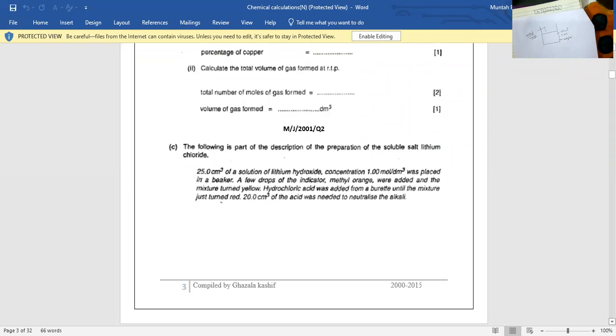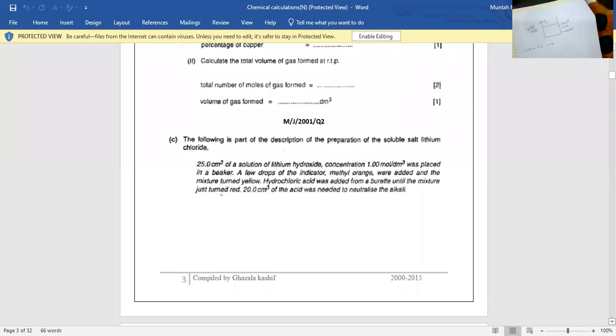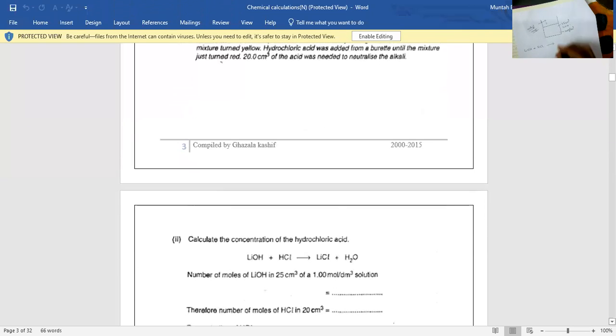Okay, so looking at the equation, lithium hydroxide is reacting with hydrochloric acid in this. They have given the equation in the worksheet, and the equation is something like this: lithium chloride and water. So this is a simple neutralization reaction. Alkali reacting with acid, giving us salt and water. We are using indicators so that we can find out when exactly the alkali has been neutralized by the acid.